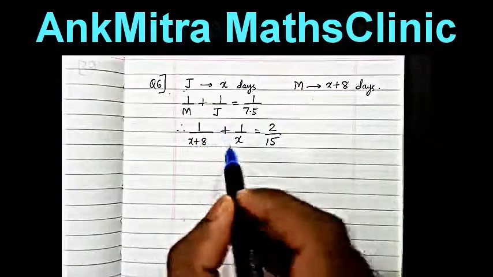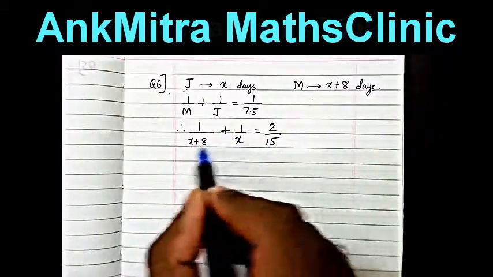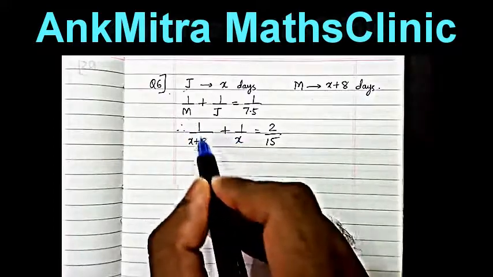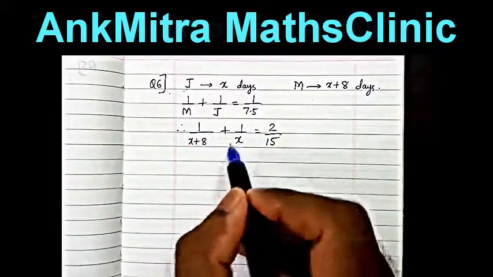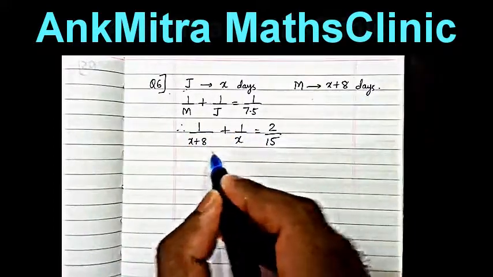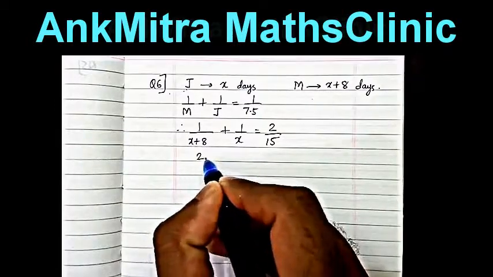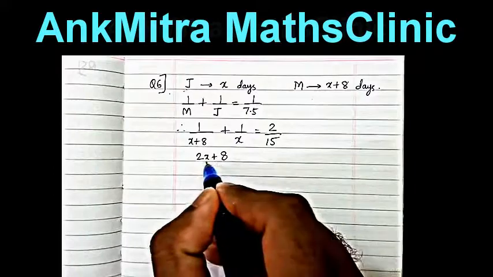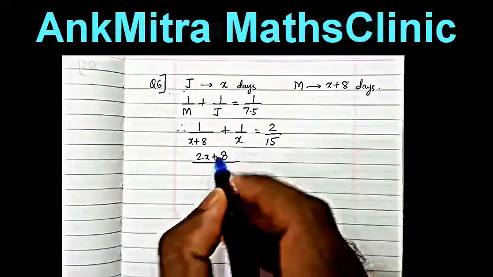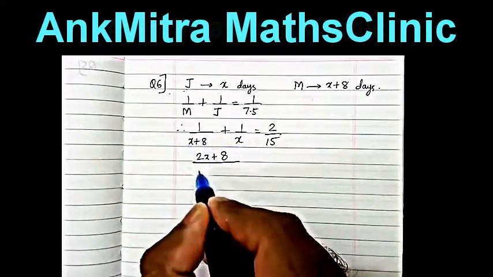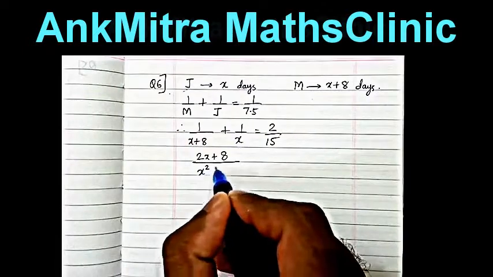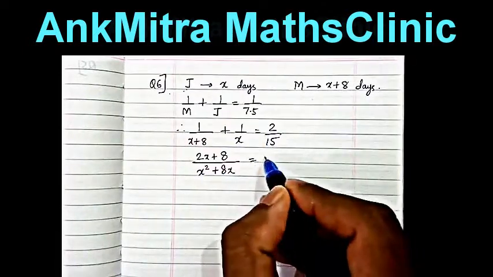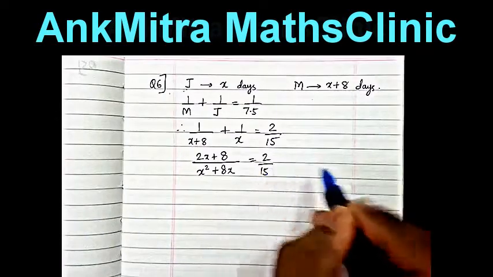Okay, to simplify this we'll have to bring this to a common denominator, so we'll have to multiply these two. So it will be cross multiplication of the numerator terms with the denominators, and we'll get 2x plus 8 on the numerator side, and on the denominator side it will be x multiplied by x plus 8, which comes to x square plus 8x, and the right hand side will still remain 2 upon 15.